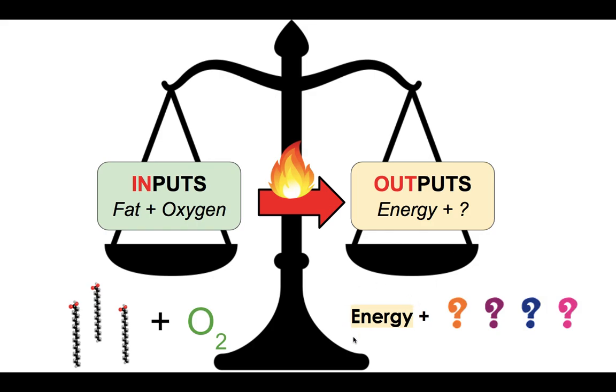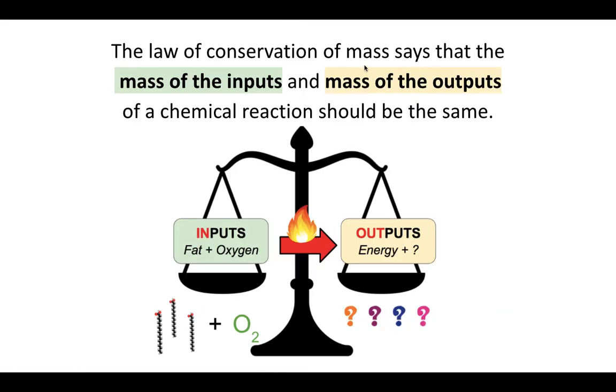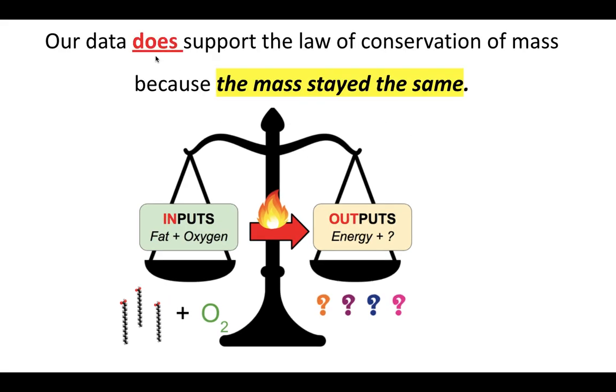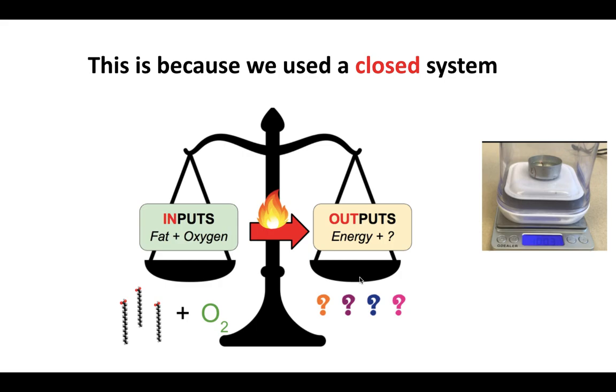We know that we're creating energy and some kind of gas, but we still don't know what kind of gas we're creating. The law of conservation of mass says that the mass of the inputs and the mass of the outputs of a chemical reaction should be the same. Our data does support the law of conservation of mass because the mass stayed the same. This is because we used a closed system that captured the gases.